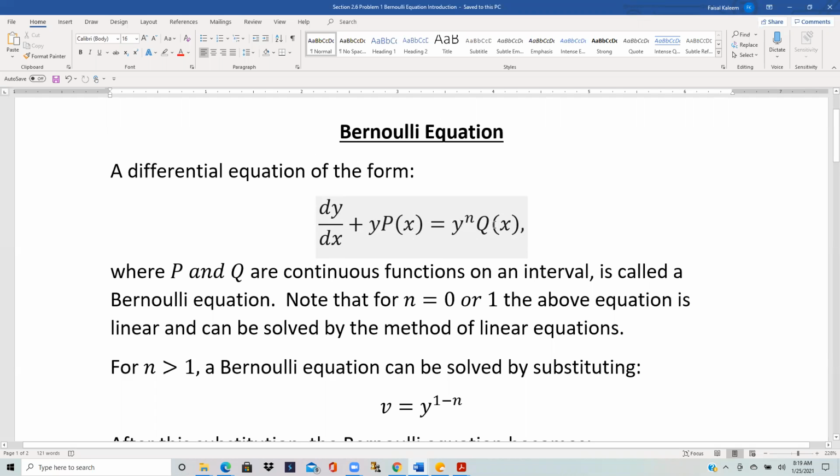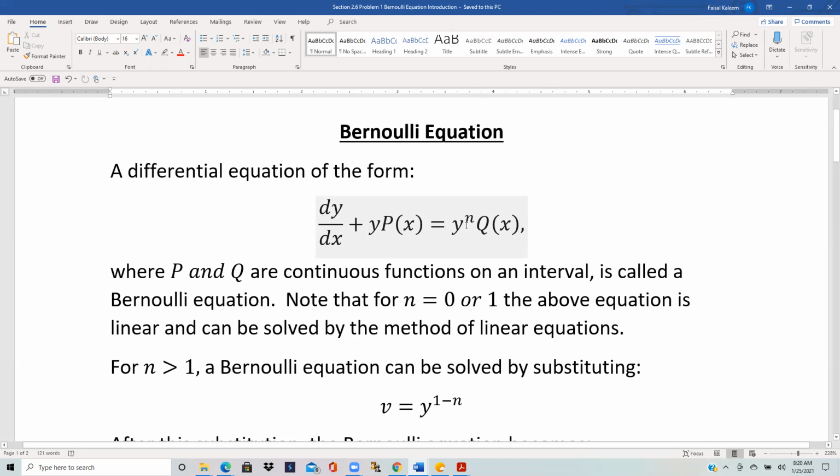Now, if you recall, this might remind you of a linear differential equation, where we had dy/dx + y p(x) is equal to, but then on the right-hand side of a linear equation, we don't have y^n, we just have q(x). So y times a function of x equals another function of x. So this extra y^n here makes it a Bernoulli equation.